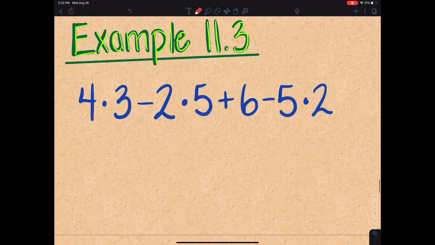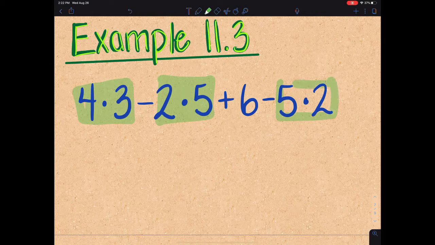All right, let's do example 11.3. I know I'm going through this fast, but it's because I think that you know how to do these already. So if you have any questions about it, just ask me.